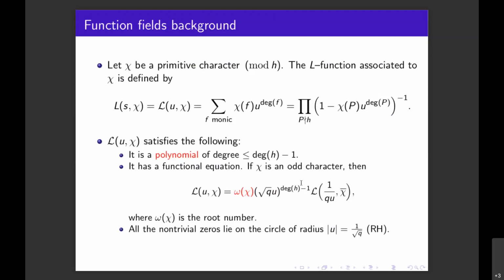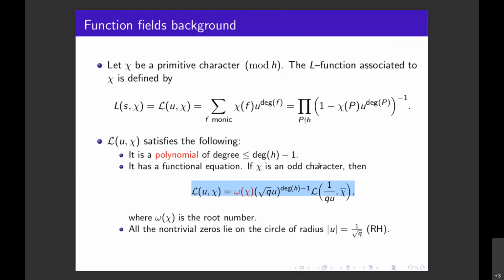So if chi is not a principal character, then the L-function turns out to be a polynomial. And the polynomial has degree, at most, the degree of the conductor. It also has a functional equation. So for example, I wrote here the functional equation for an L function associated to an odd primitive character.